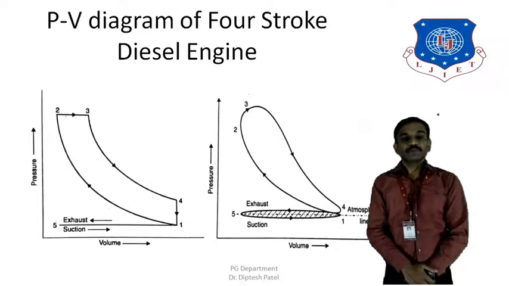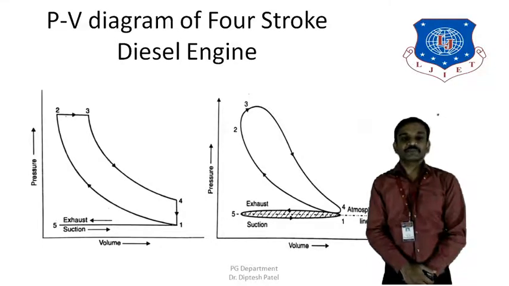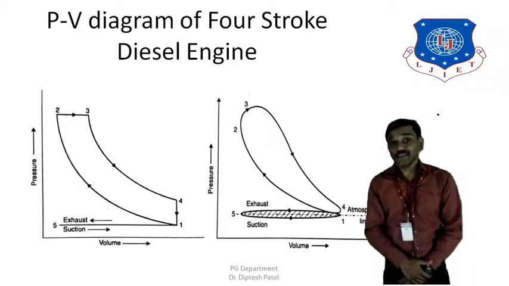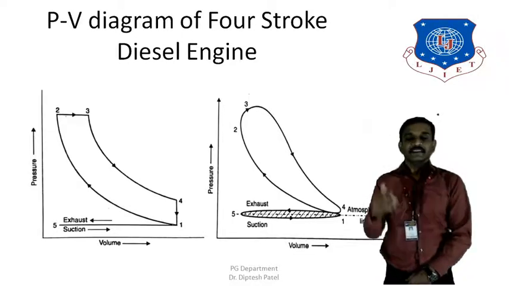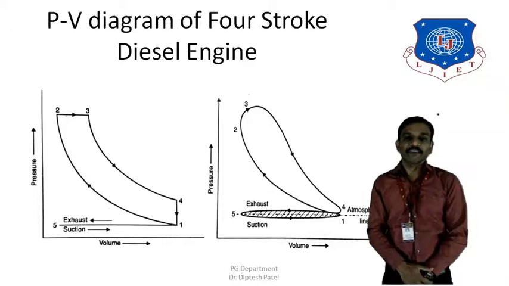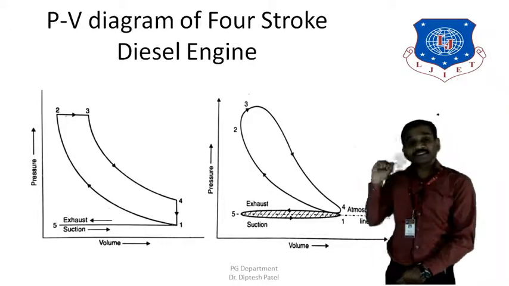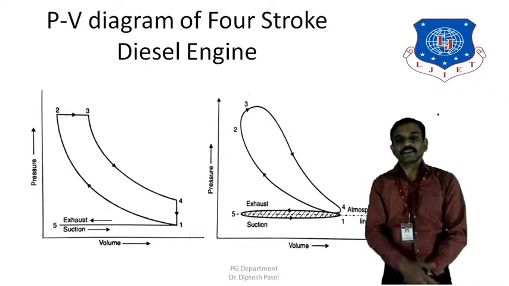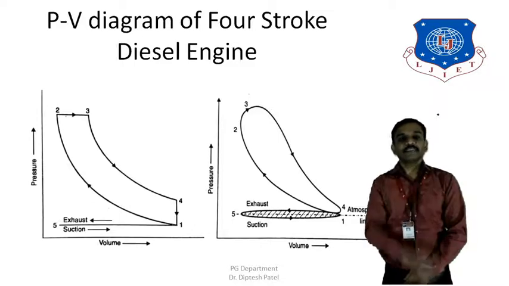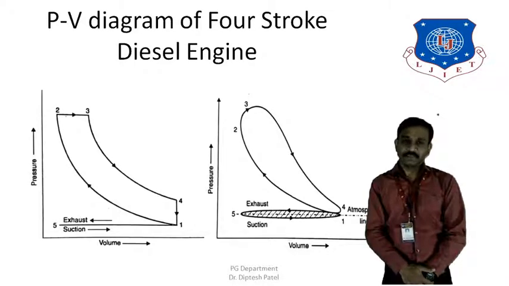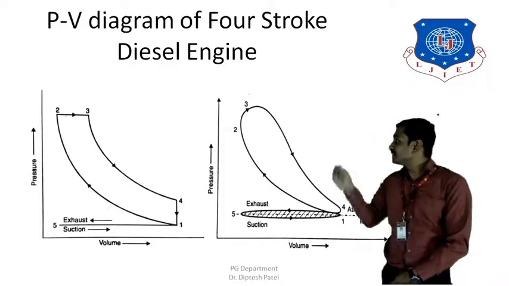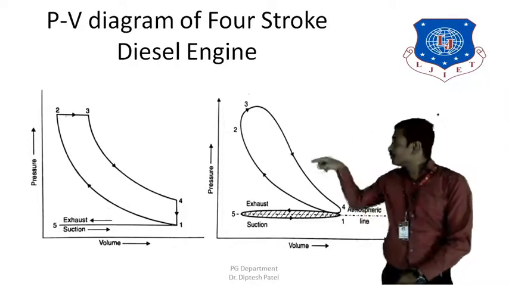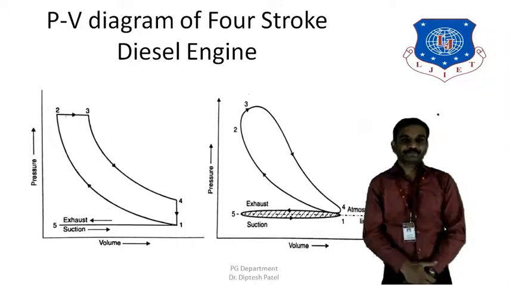Okay, so 1 to 2 is isentropic compression, 2 to 3 is heat addition, 3 to 4 is isentropic expansion, and 4 to 1 is the rejection of the heat into the atmosphere. On the right hand side, you can see the actual PV diagram of the 4-stroke diesel engine, which is definitely different from the ideal one. So you can see the smooth curves at the intersections.